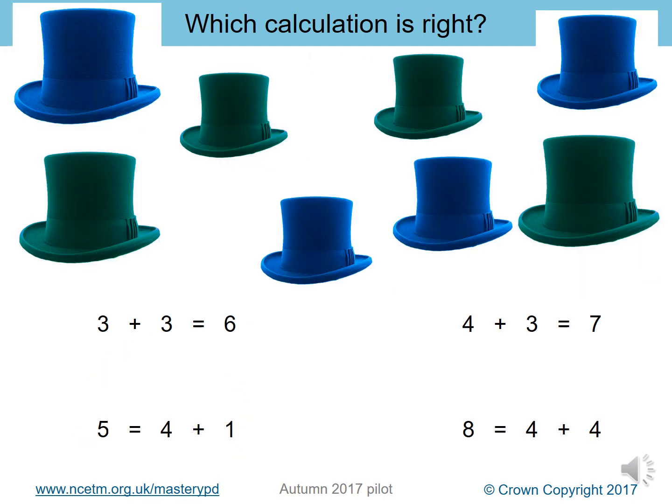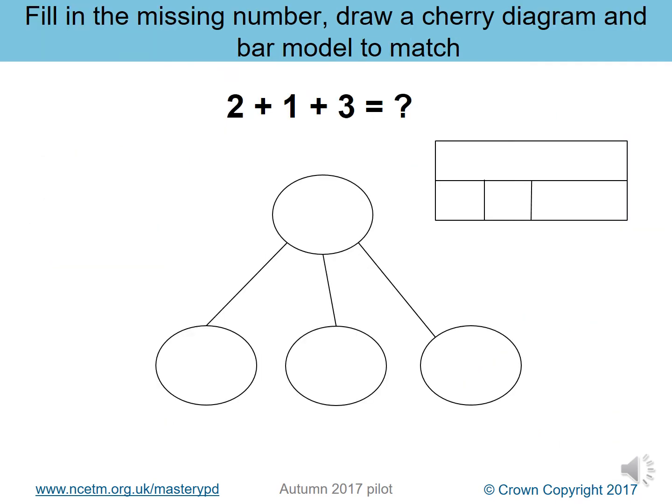Okay, last one. Look at the picture, which one matches this time? So I've got 4 blue hats, 4 green hats, so it's 4 and 4 equals 8, double, and a double 4 is 8, so I'm going to circle this one. Okay, right, this time I'm going to do one to show you, and then you're going to have a go at working through some number sentences and drawing the cherry diagrams and bar models to match.